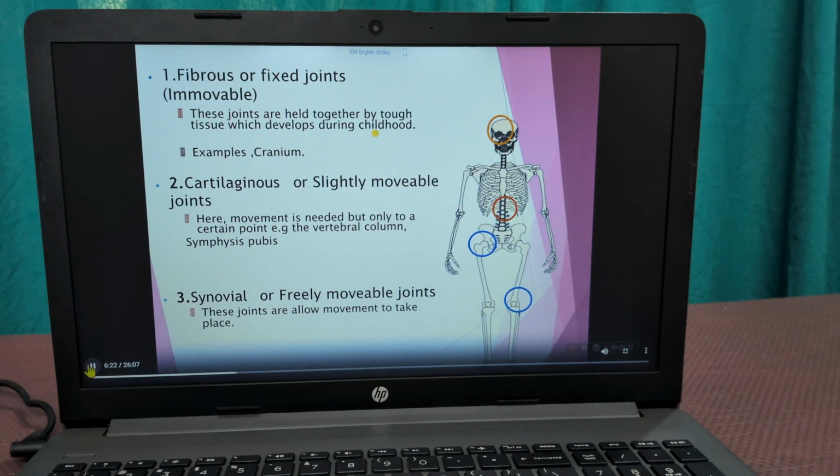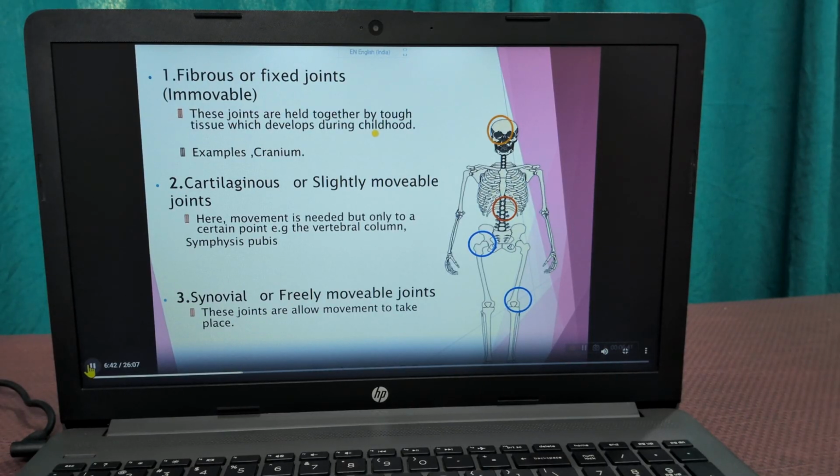So that's why they are immovable, they can't move. There are three types of fibrous joints. First is sutures, syndesmosis and gomphoses. These are the types of the fibrous joints.